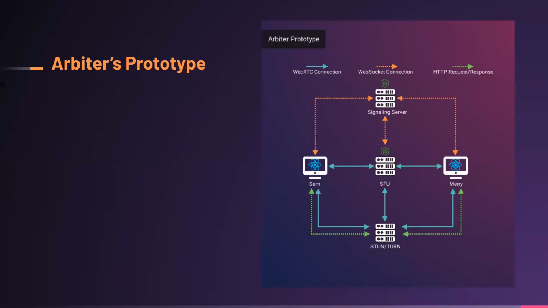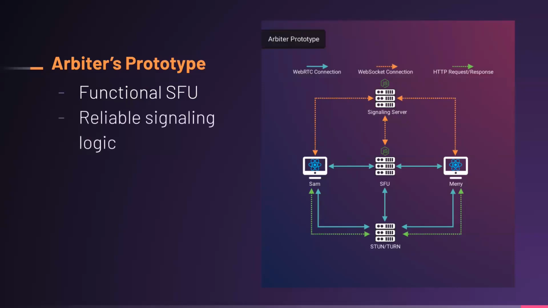After solving these problems, we accomplished some of Arbiter's main goals. Most importantly, we had a functional SFU, which was able to send and receive user signals to many peers in the call. We also had reliable signaling logic, which would allow for avoiding renegotiation or any issues during that process. And we could support real-time multi-peer conferencing.